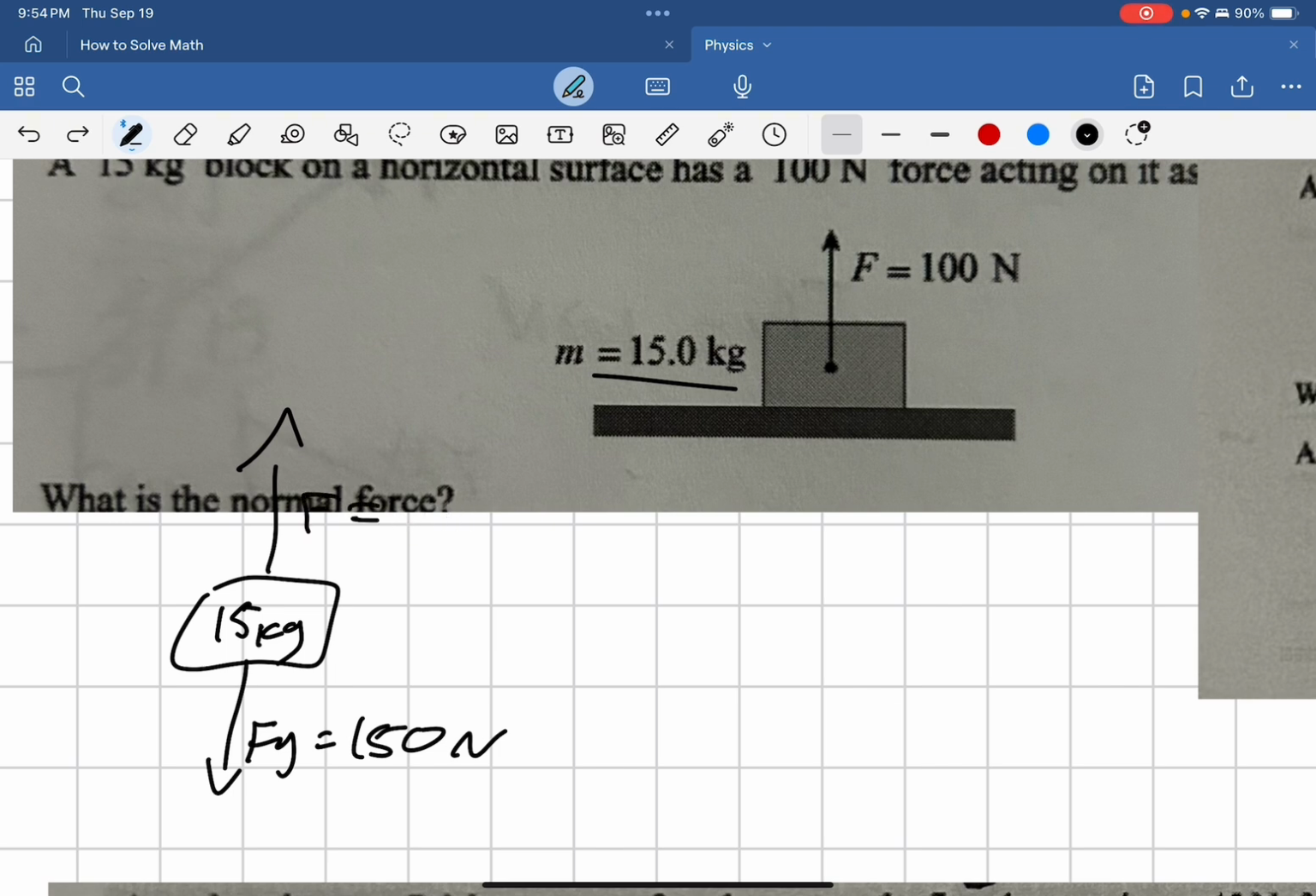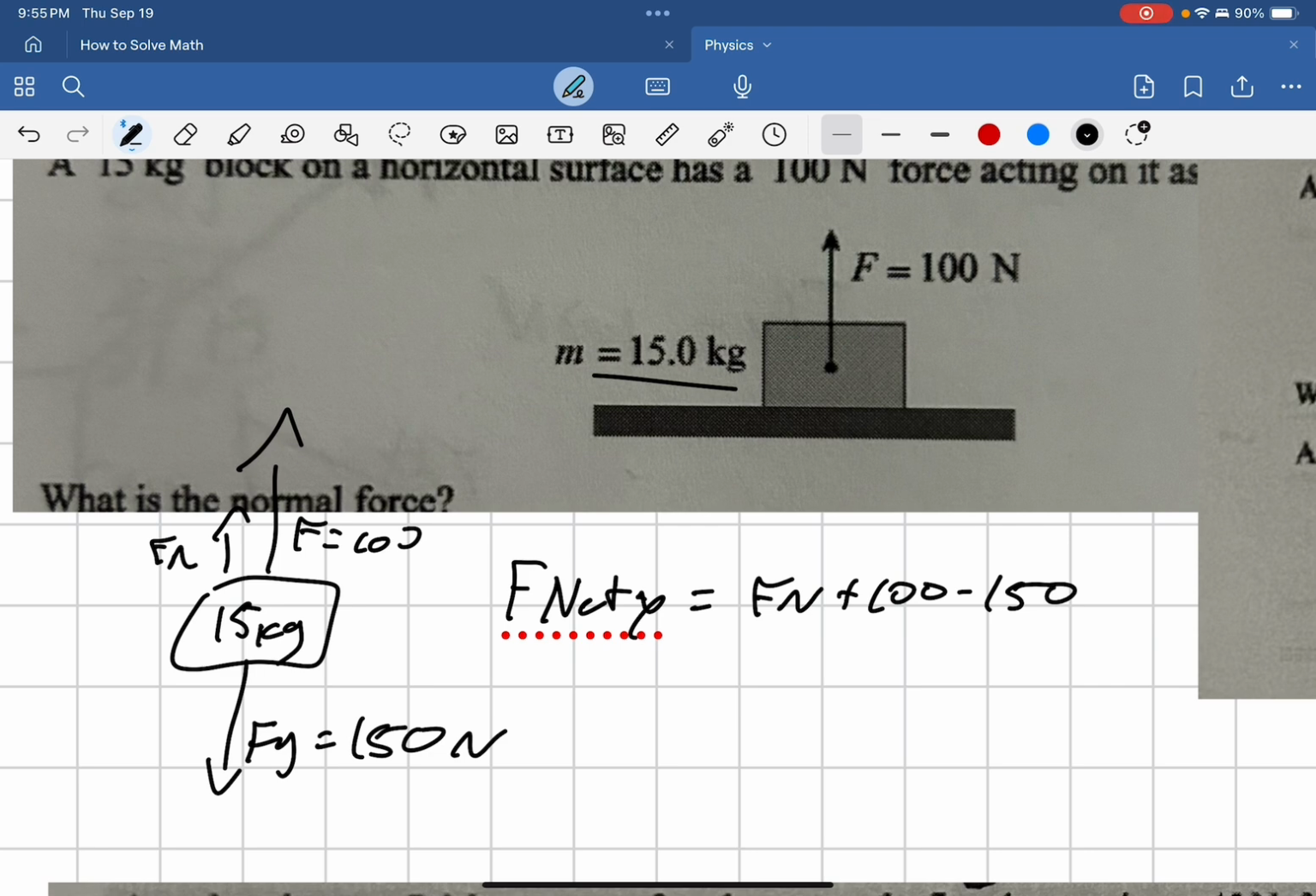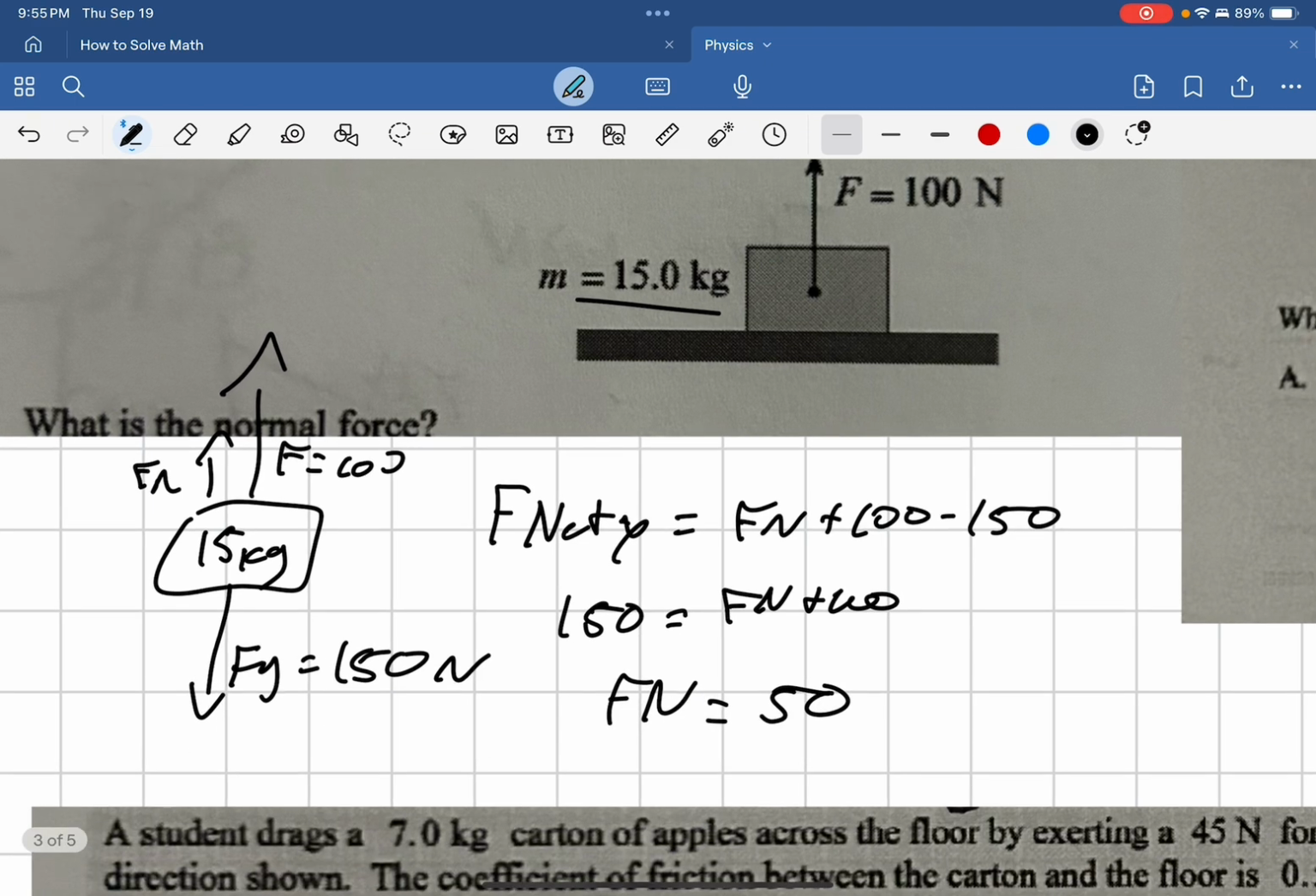Let me just write it down here. F has to equal 100. That means f of n has to be what's left over to make that. You don't really have to do this, you can do mental math really easily, but just f of n plus 100 minus 150 equals 0, because it's not moving. So 150 is equal to fn plus 100. Subtract 100 from both sides. That means fn is equal to 50 newtons.